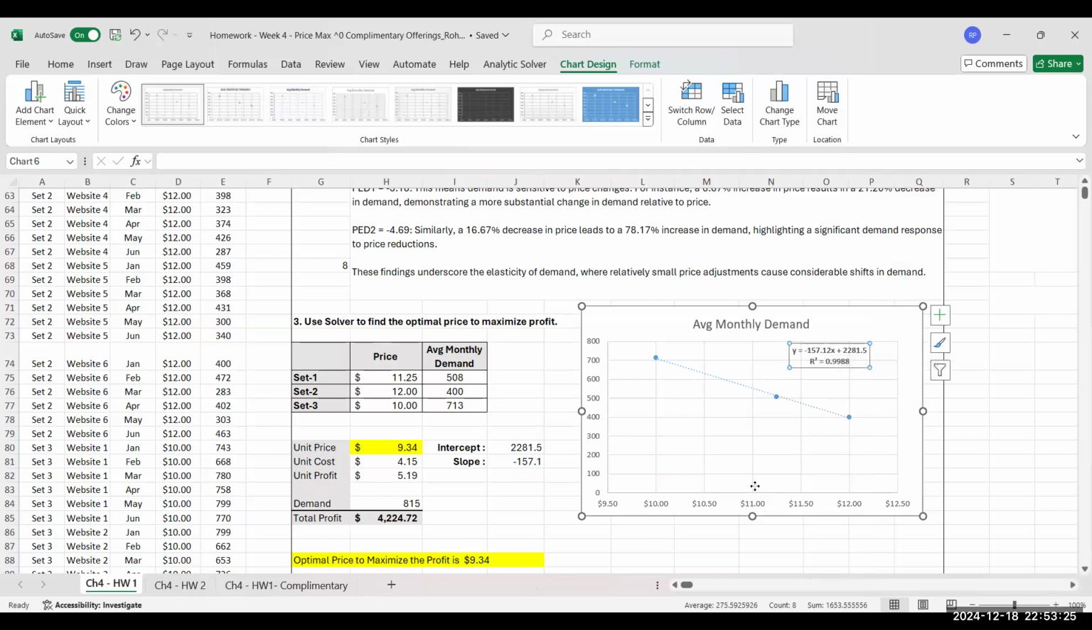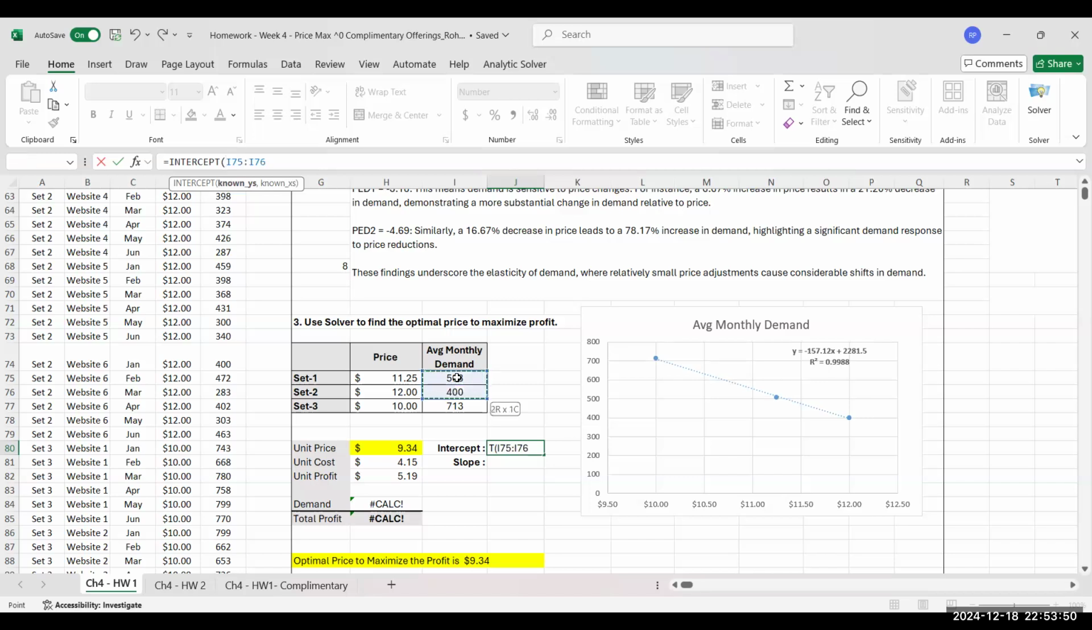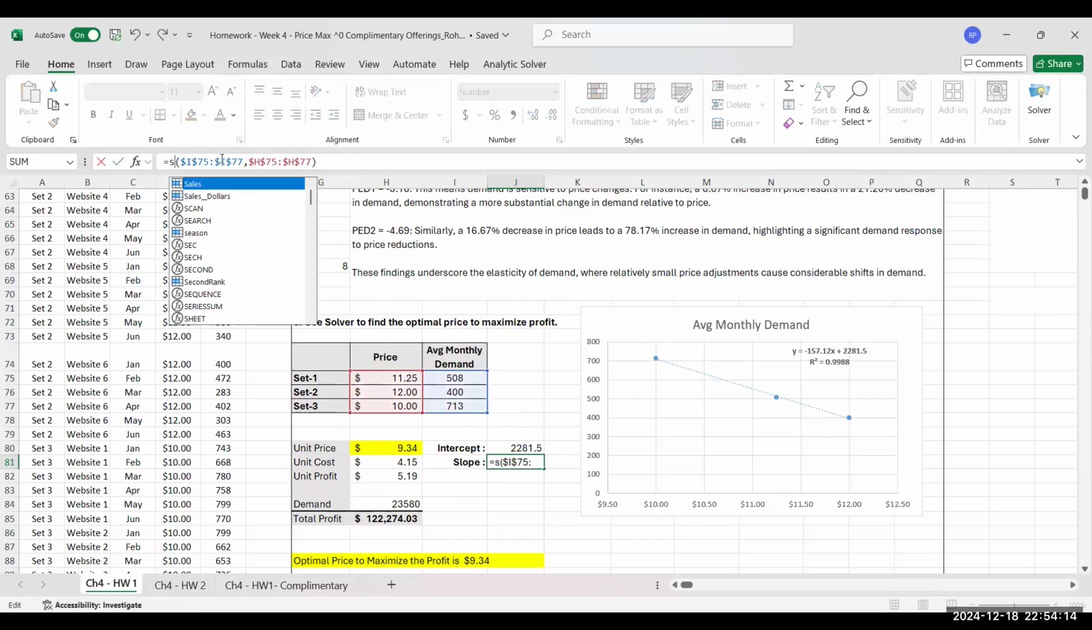This will give us our slope and intercept. There is one more way we can find the intercept and the slope. I'll show you that. Over here, we put the intercept, select the intercept function. This is our y value because the demand is the dependent variable and the price is the independent variable. So I use that, close the parentheses. I'm going to lock this because I'm going to use the same again for the slope. To find the slope, we don't need to do anything. Instead of intercept, we just put slope over there, and that's it.